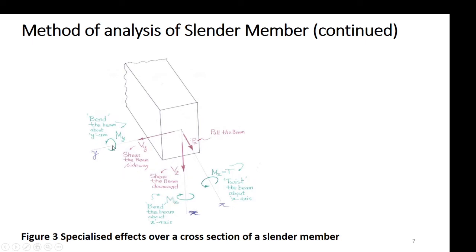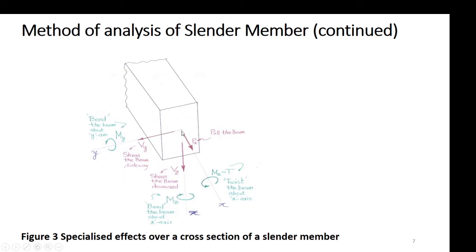Then My will try to bend it about the y-axis. Similarly, Mz also tries to bend. And Mx will not try to bend, it will try to twist the beam about the longitudinal axis. So these are the effects. Please remember this diagram very well with the notations shown. If you differ from this notation, you have to be consistent. So right now, I will advise you to follow me, and I am following a textbook.